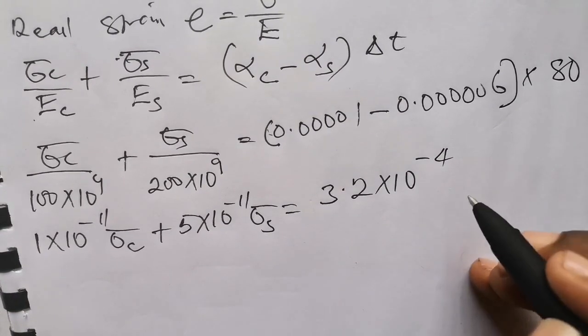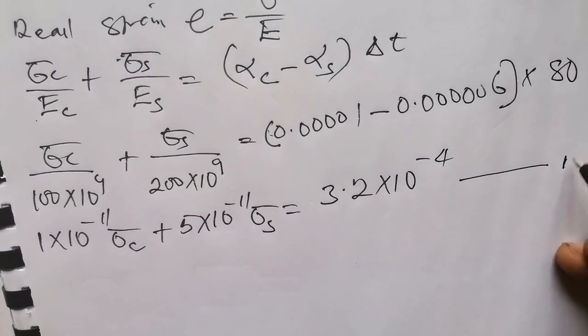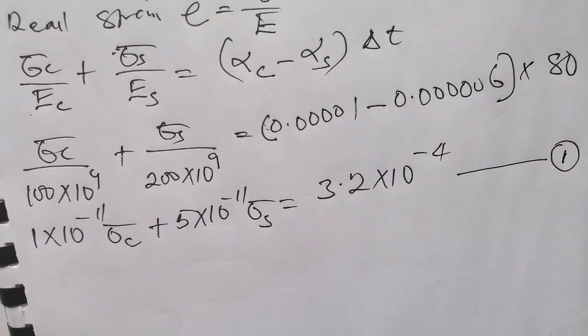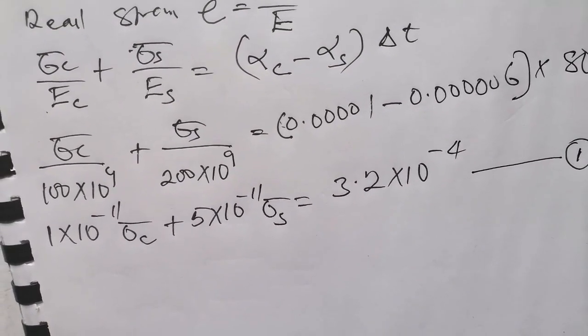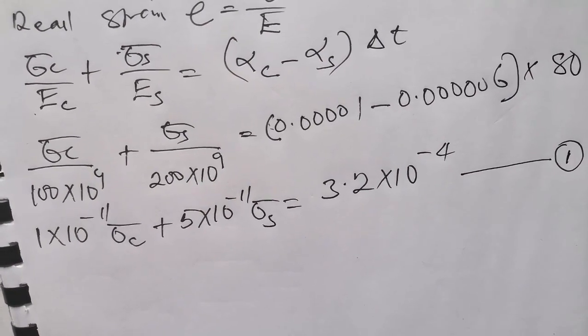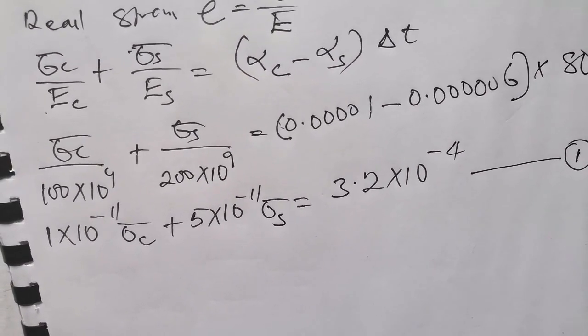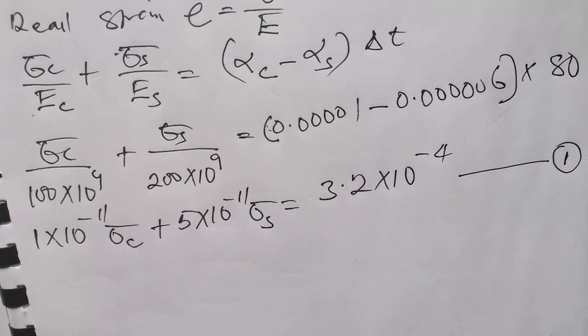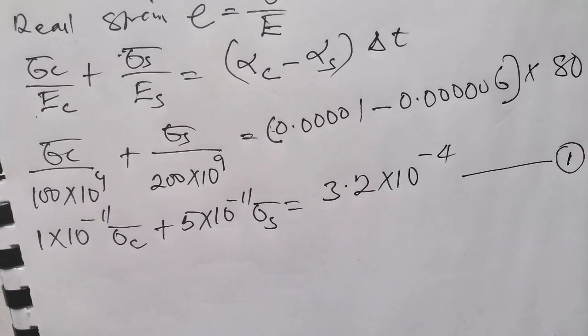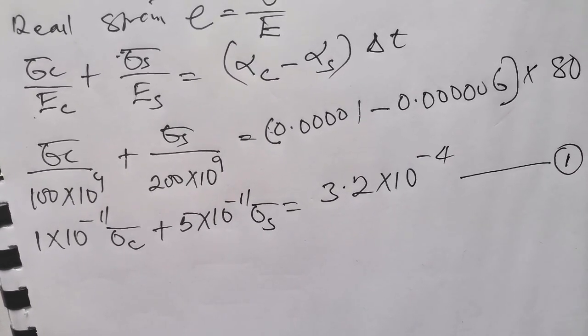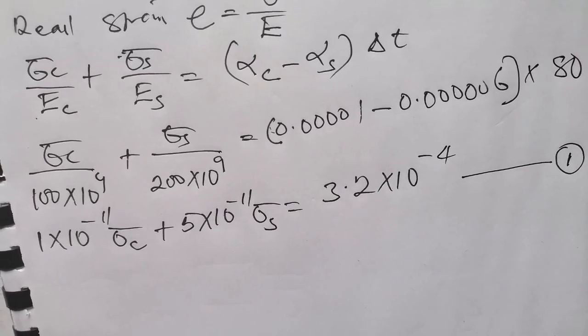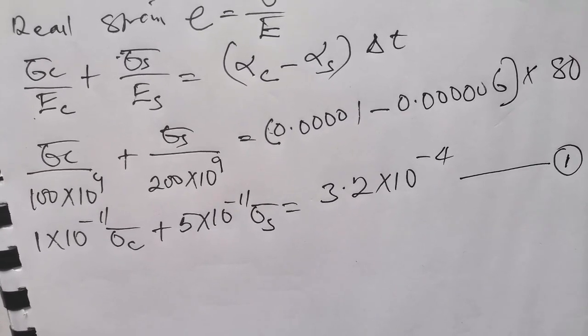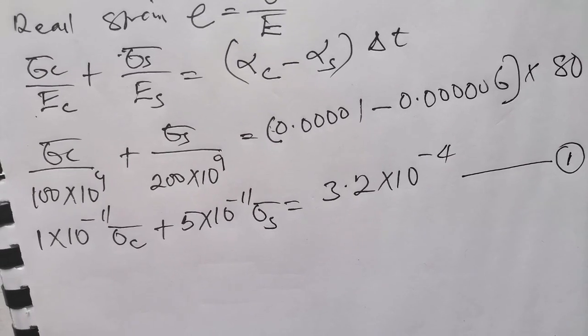So at this point, we can simply call this equation 1. So the first equation is to write the strain equation. The sum of both strains is equal to the change in their linear expansivities multiplied by the change in temperature. Now, the next thing to consider when solving any question involving thermal stress or temperature stress is the load carried by each of them.